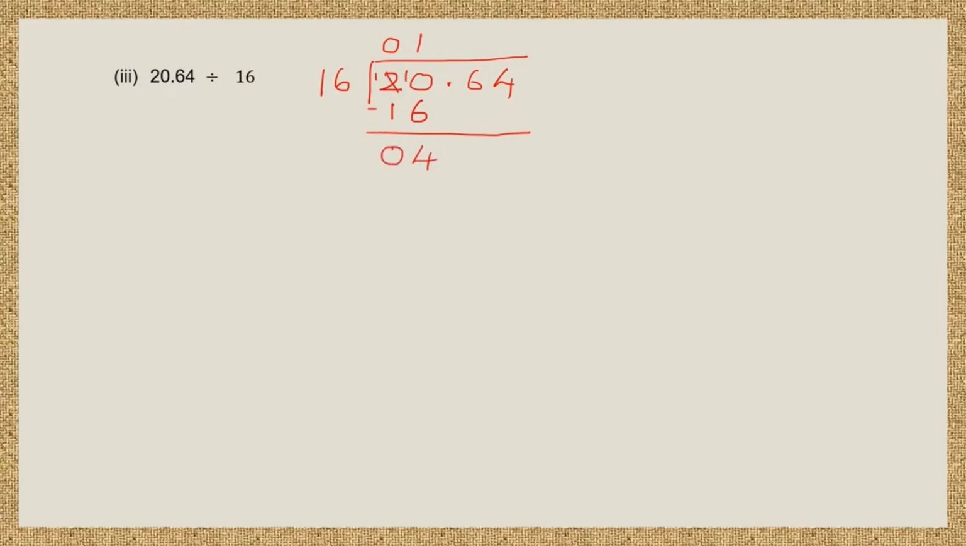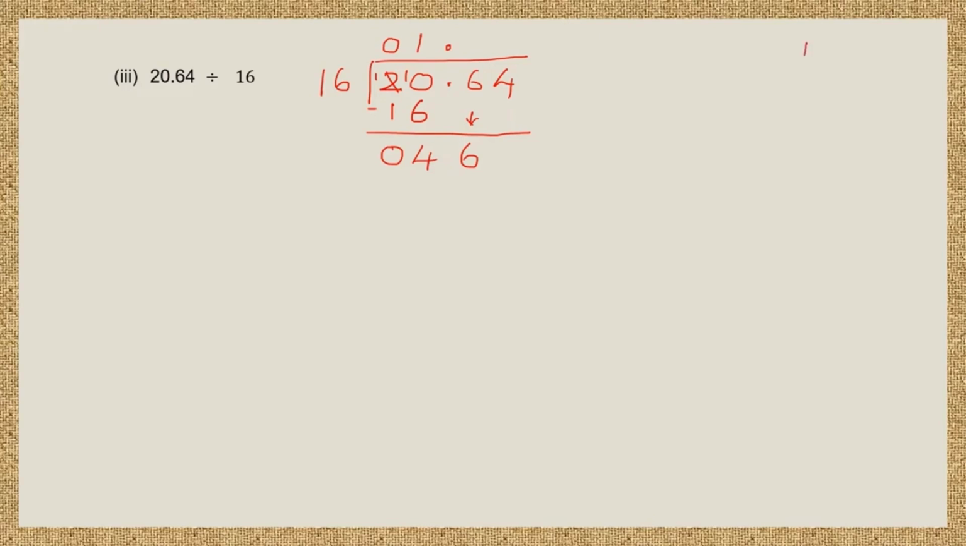Here I have 0 and I bring down this 6. So my number is 46. But don't forget to move that decimal point on top. Okay, so I have 1 point. Okay, now I carry on. 46. Now tables of 16. 16 into what will give me a number close to 46?